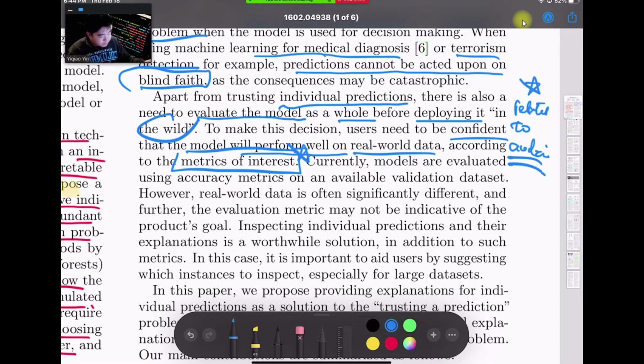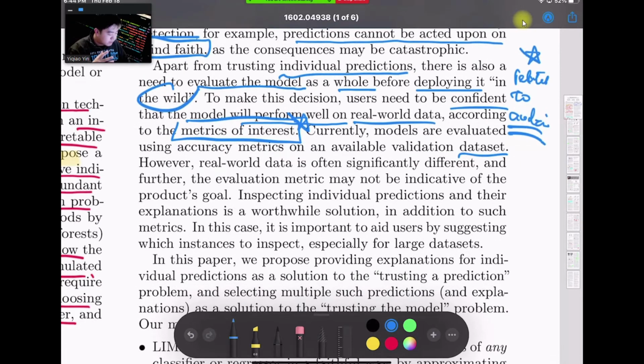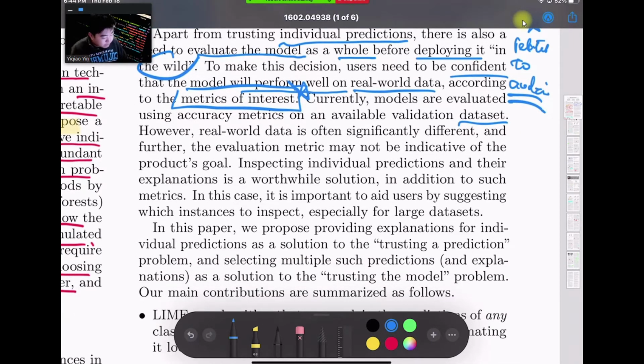Currently, models are evaluated using accuracy metrics on an available validation dataset. However, real-world data is often significantly different. And further, the evaluation metric may not be indicative of the product's goal. So this is absolutely true. Textbook doesn't mean real world. I 100% agree with that.